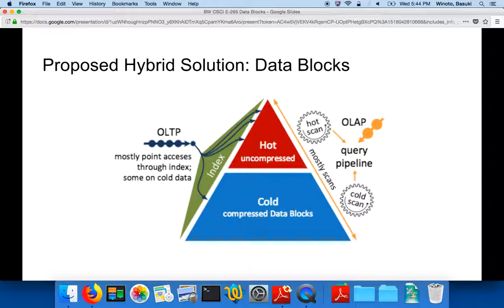Meanwhile, on the read operation, or the OLAP, a lot of operations require scans through the data set. So of course they can afford to operate on the cold, or compressed, data. And with compressed data, of course, it gives the benefit of a smaller footprint.